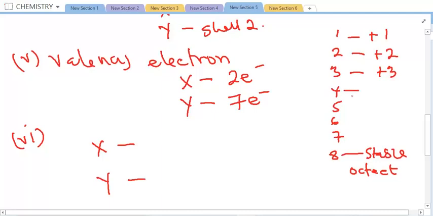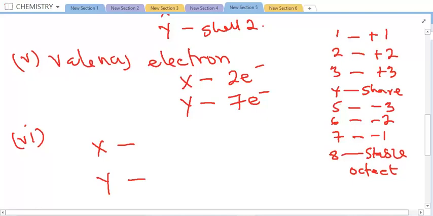This one is not ready to lose, is not ready to gain, is ready to what? To share. This one is ready to gain 3 to form minus 3. This one is ready to gain 2 to form minus 2. This one is ready to gain 1 to form minus 1. This can be best explained in another class, but for the purpose of this topic, just get this insight about it, that the valency electron can be 1, 2, 3, 4, 5, 6, 7, 8, and the one that has number 8 is already octet stable.